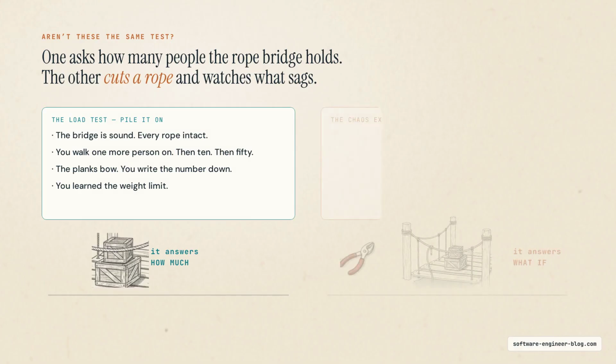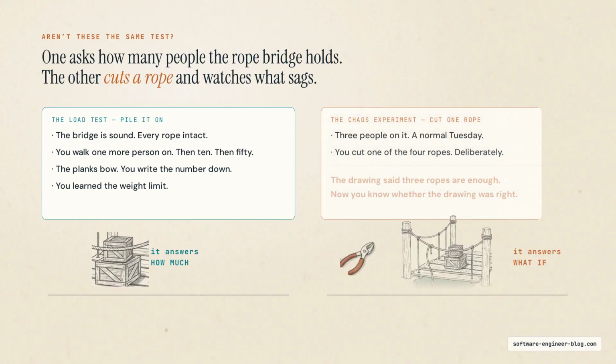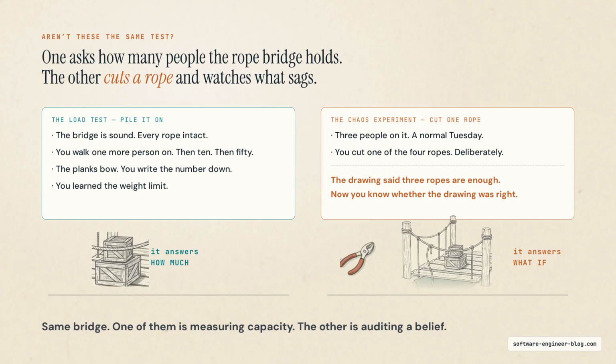The chaos experiment asks a completely different question. 3 people are standing on the bridge, a perfectly normal Tuesday, ordinary weight, and you take a pair of cutters and you cut one of the 4 ropes, on purpose, because the drawing on the wall said that 3 ropes are enough to hold it. So now you find out whether the drawing was right. Same bridge. One of them is measuring capacity. The other one is auditing a belief.